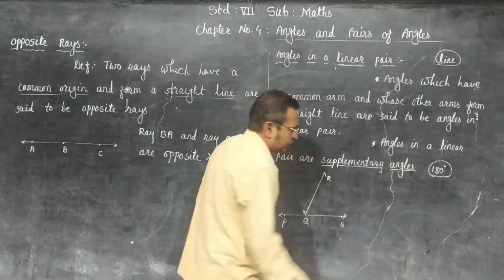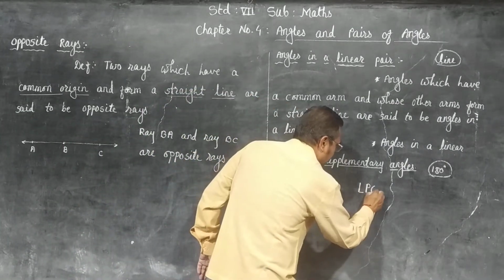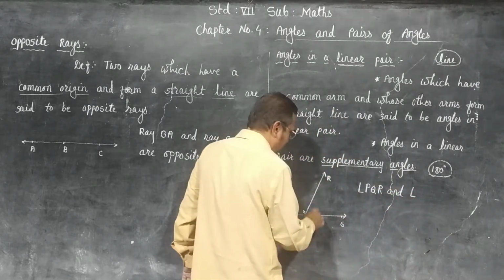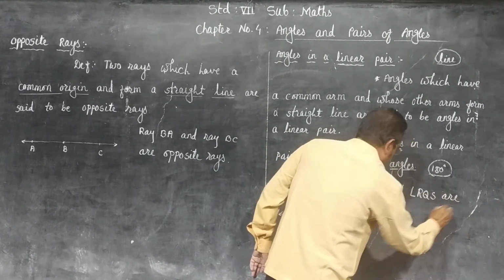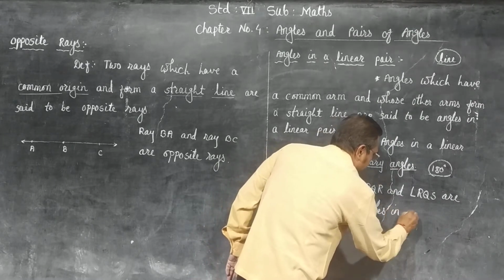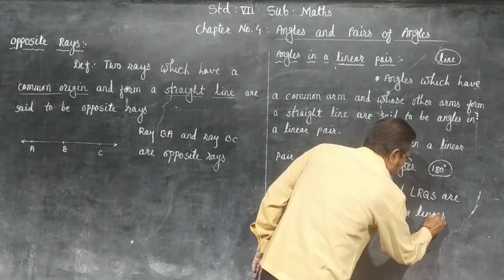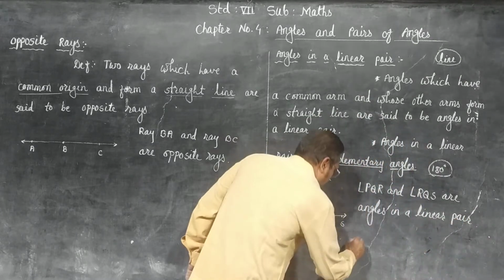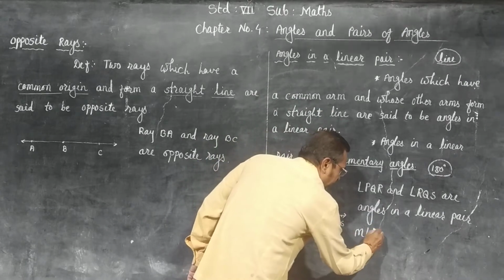Therefore we can say that angle PQR and angle RQS are angles in a linear pair. And therefore the sum of these two angles is 180 degrees.